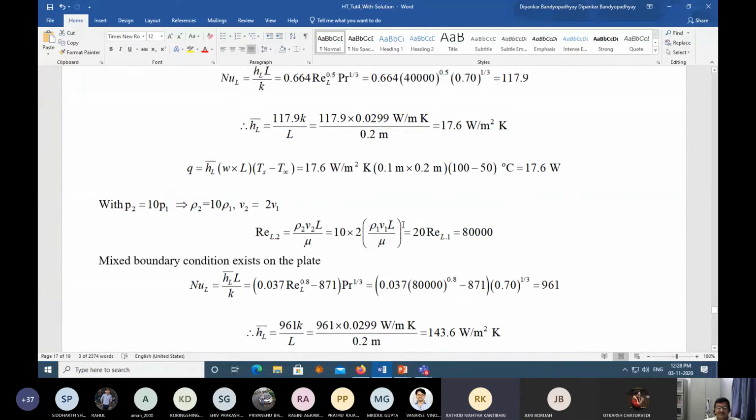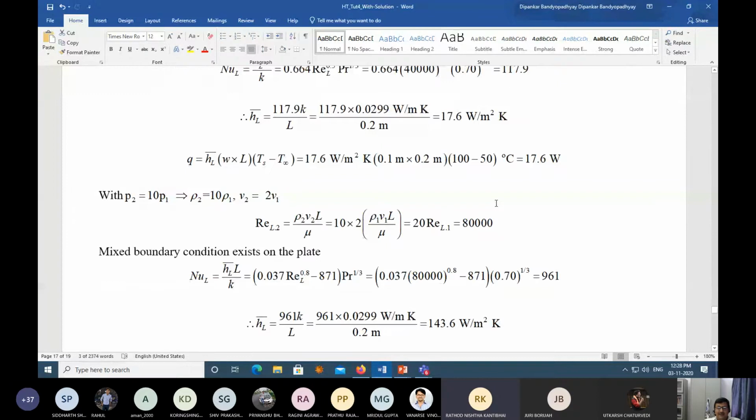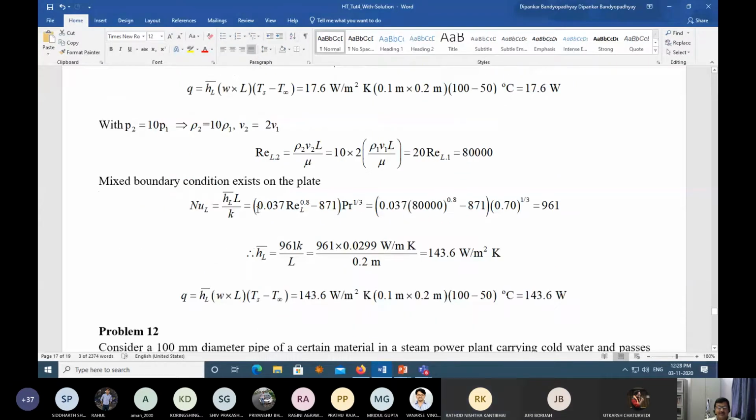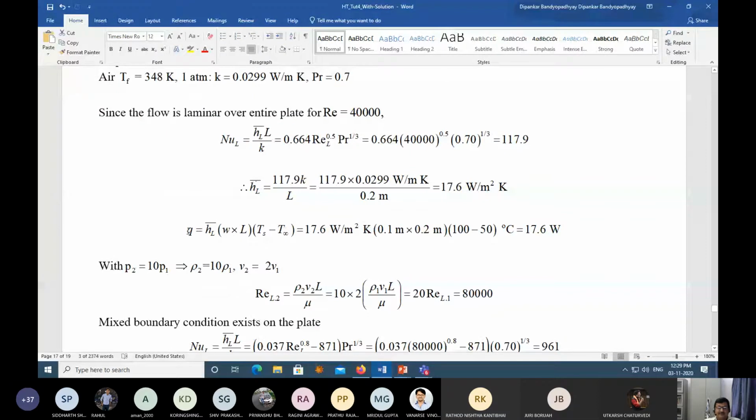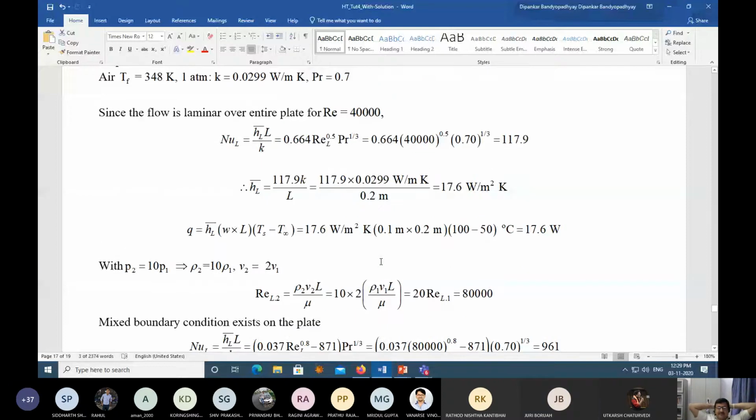4 or 5? 5 perhaps. You have done correctly. 40,000, no? Like 2 into 10 into R1. Yes. So 2 into 10 into R1, so 8 into 10 to the power 5. 10 to the power 5, right? Now you have to replace back again in the same equation, right? So get the rate of heat transfer once again. Only Reynolds number changes, right? Rest of the things remain the same. So now what is the heat transfer coefficient h bar L, and then what is the Q?